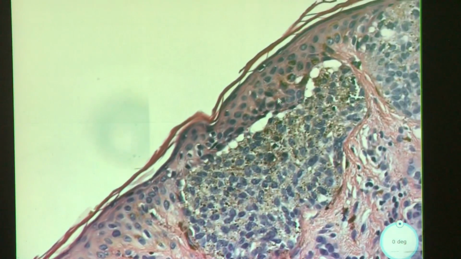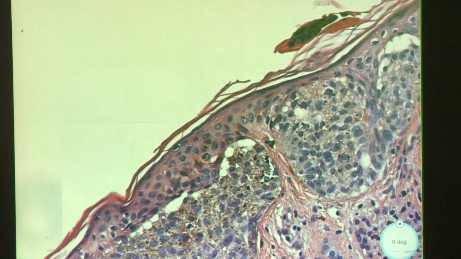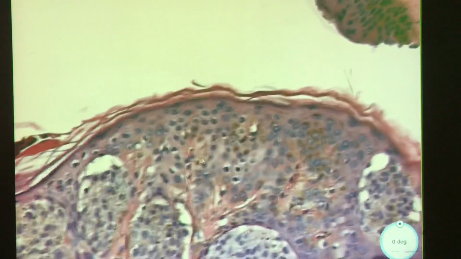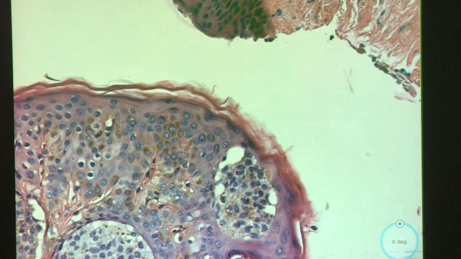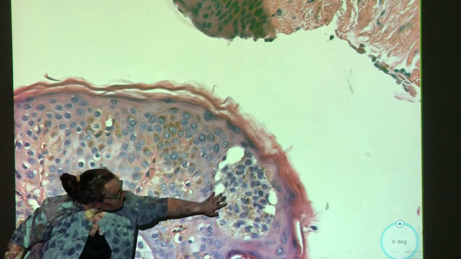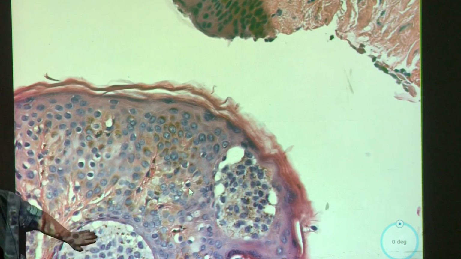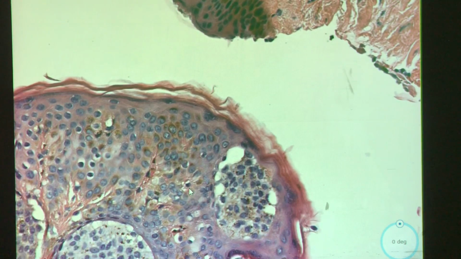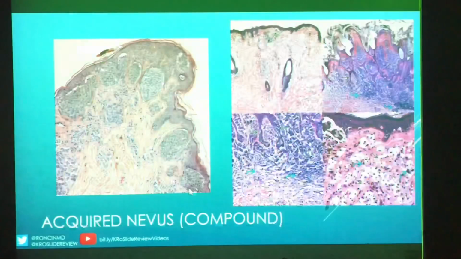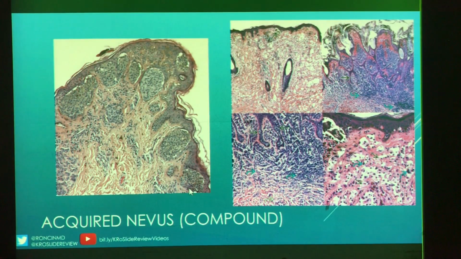I think there's a component in the epidermis. I think so too. Yeah. So this is a compound nevus, yes. So this is actually a nice area because you can see the nests of melanocytes, and here's a really good one with the pigment that's in the epidermis, and then you can see the dermal component down there as well. So this is a compound nevus.